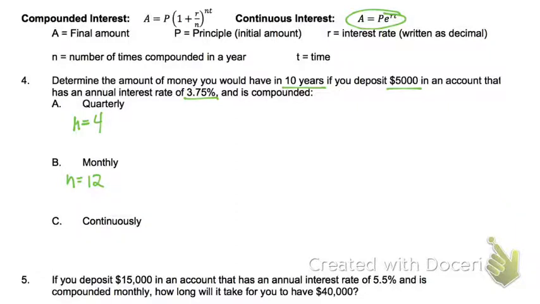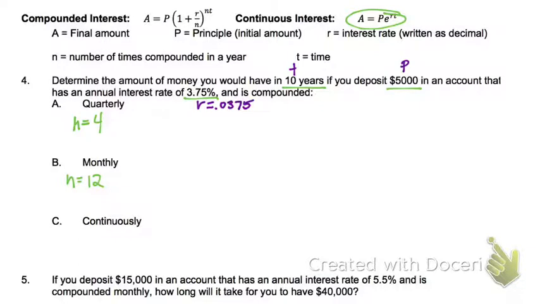So a couple things. What I normally like to do is just underline my numbers and then decide what variable they go with. So 10 years is time. $5,000, that's my principal amount. That's my initial amount. My rate is going to be 0.0375 because I'm putting it into a decimal.